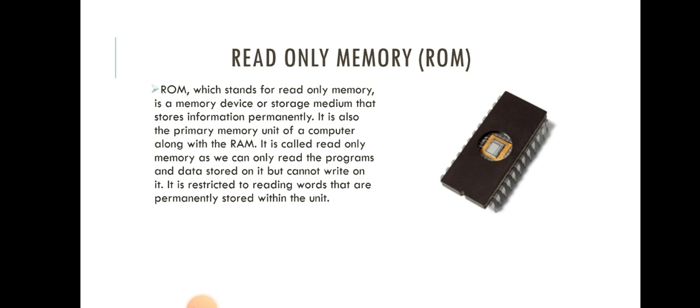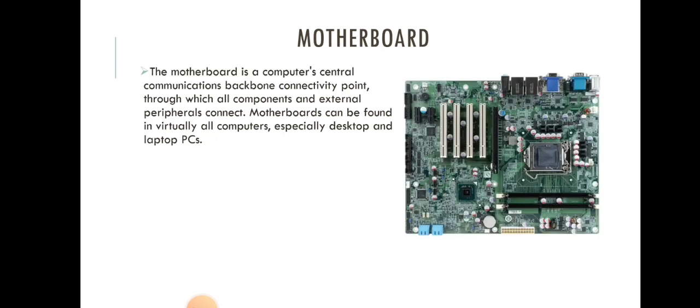ROM, which stands for read only memory, is a memory device or storage media that stores information permanently. It is also the primary memory unit of the computer along with the RAM. It is called read only memory as we can only read the programs and data stored on it but cannot write on it. It is restricted to reading words that are permanently stored within the unit.